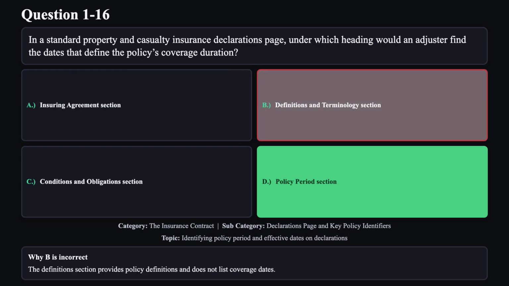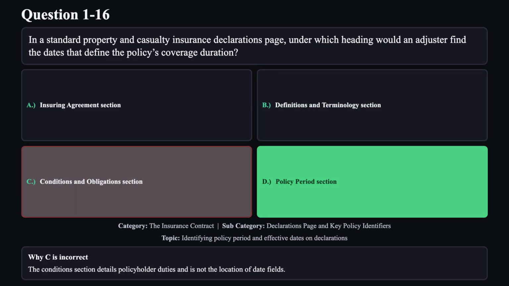Reason B is not correct. The definitions section provides policy definitions and does not list coverage dates. Reason C is not correct. The conditions section details policyholder duties and is not the location of date fields.